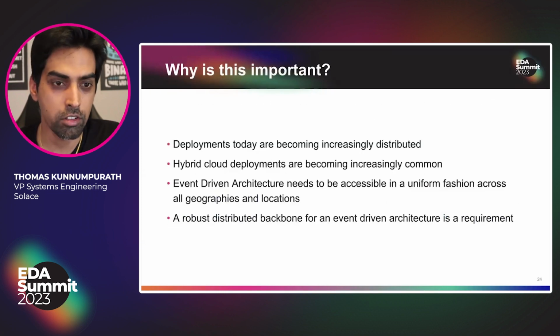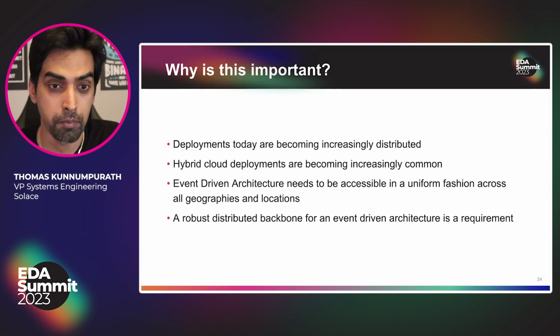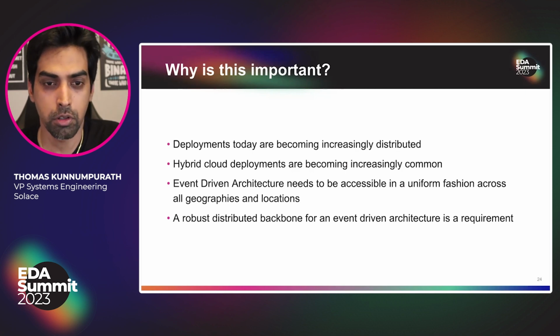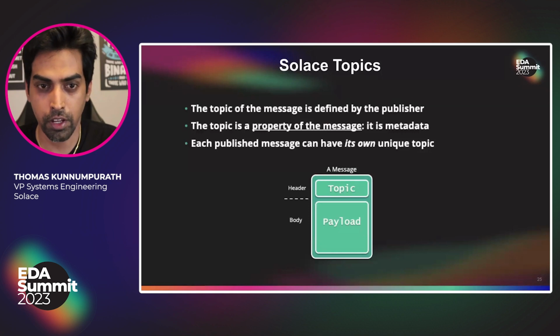So why is this important? Well, deployments today are becoming increasingly distributed. It could be on-prem, it could be a mixture of on-prem and cloud, it could be multiple clouds. And customers and users are looking for a unified event-driven architecture model or backbone, and they need that backbone to be robust. So we're going to speak about the Dapr event mesh and what exactly it is.